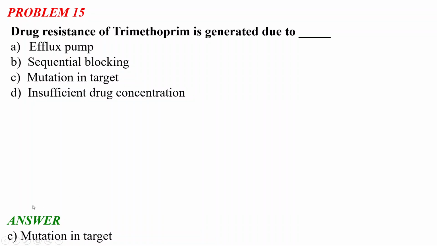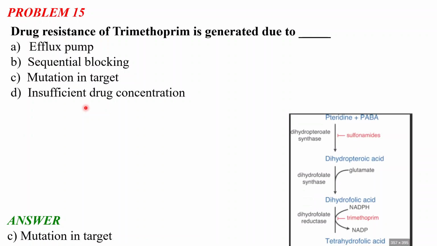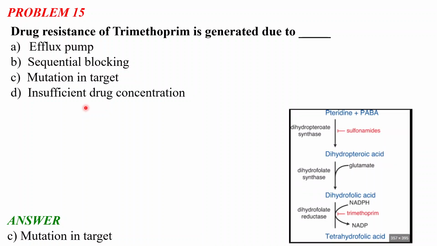So let me check. The correct answer is number C, the mutation in target. Okay, so mutation in target is the correct answer. So first, let us see what trimethoprim does. This is the conversion of the pteridine to tetrahydrofolic acid, which is a very important metabolism in the bacterial cell or also humans.